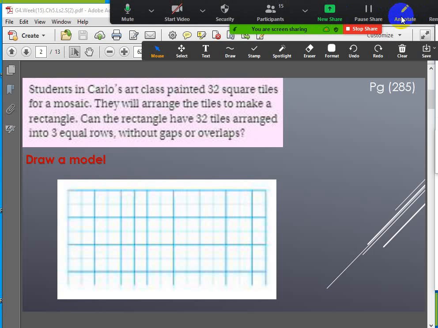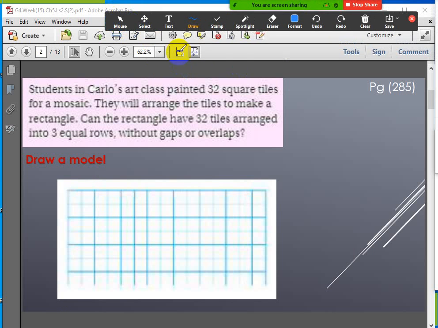Look at this problem on page 285. Let's read this problem together. Students in Carlos's art class painted 32 square tiles for a mosque. So I have here 32 square tiles.